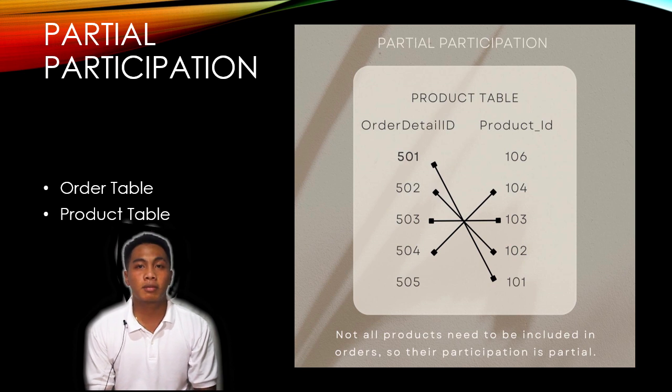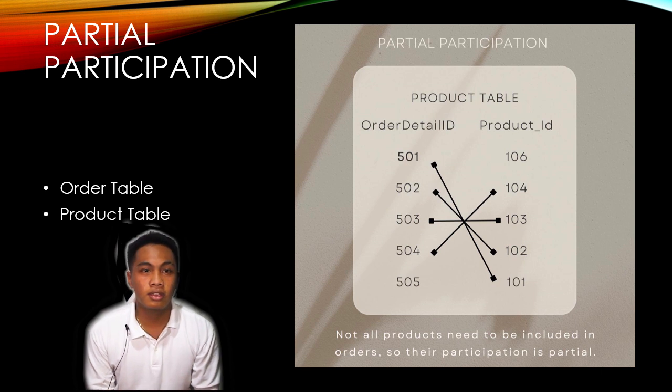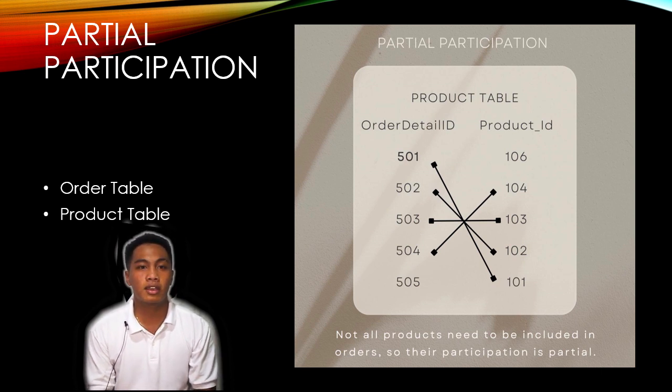The second one is the products table. The products table typically has partial participation in relationships because a product can exist without being part of any order details. In the order details table, the product ID field is a foreign key linking each order detail to a product. Not all products need to be included in orders, so their participation is partial.